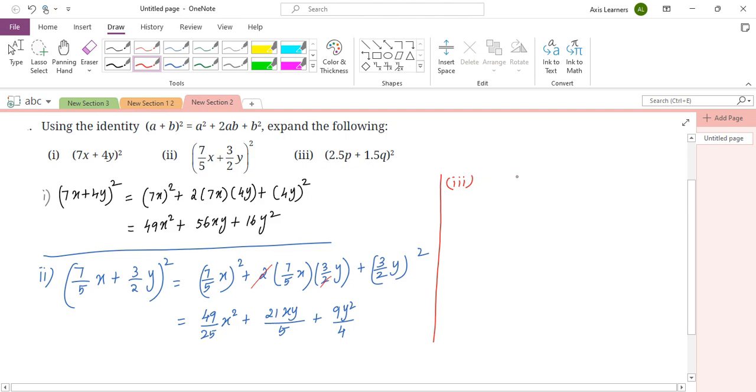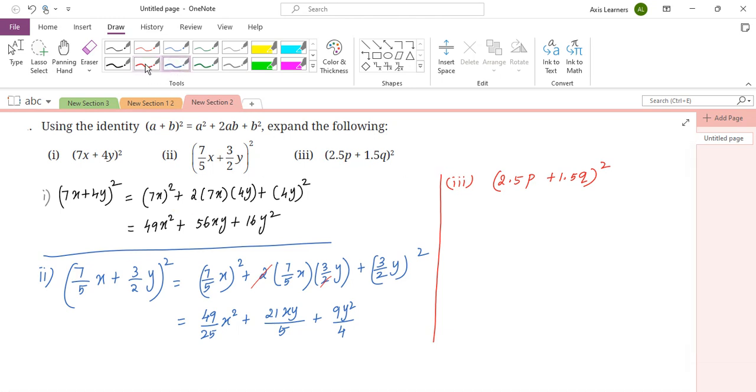Now we will start the third one. 2.5p plus 1.5q the whole square. See there, all are different. First one is integers, second one is fraction, third one is decimal numbers. We will give the answer for the decimal number expansion. 2.5p as a and 1.5q as b. We are considering in that way. Now do the expansion.